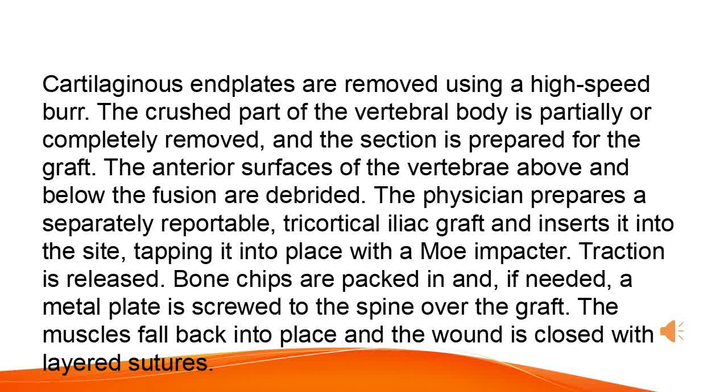Cartilaginous end plates are removed using a high-speed burr. The crushed part of the vertebral body is partially or completely removed, and the section is prepared for the graft. The anterior surfaces of the vertebrae above and below the fusion are debrided. The physician prepares a separately reportable, tricortical iliac graft and inserts it into the site, tapping it into place with an impactor. Traction is released. Bone chips are packed in and, if needed, a metal plate is screwed to the spine over the graft. The muscles fall back into place and the wound is closed with layered sutures.